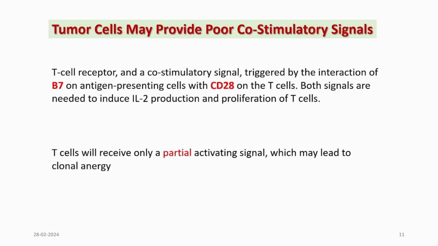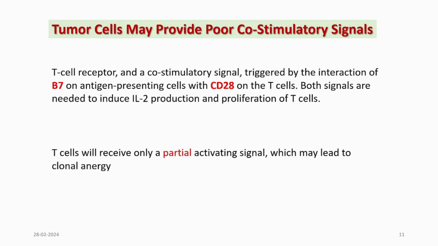Next, the tumor cell may provide a poor co-stimulatory signal. For example, the B7 that is present on the antigen-presenting cell and the CD28 present on the T cell. So the interaction is very important, apart from the T cell receptor binding to the peptide displayed by the MHC class I molecule.